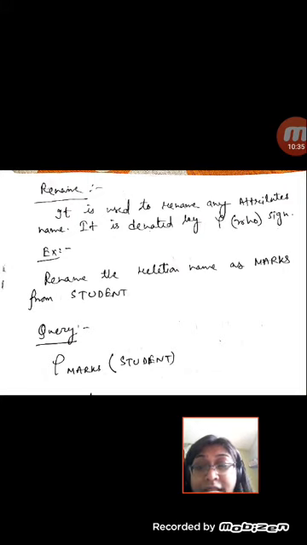There is an example: rename the relation student as marks. So I want to change the table name student to marks. We have to mention the new relation name under the rho sign, and the existing table name will be inside the brackets. So rho marks student. That means when we run this query, we will get the existing student table, but the name of the student table will be changed and it will be marks.